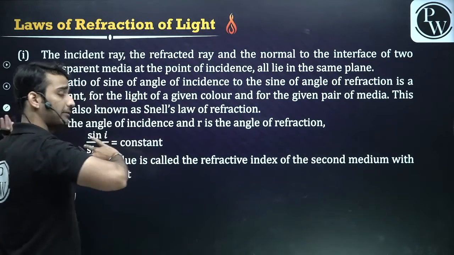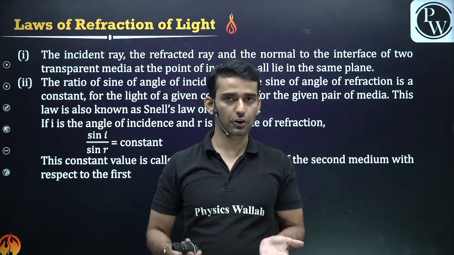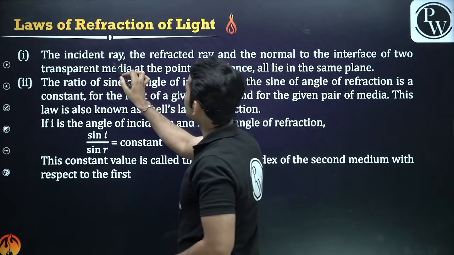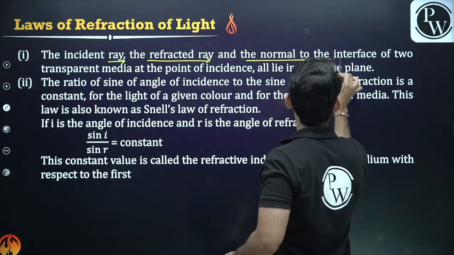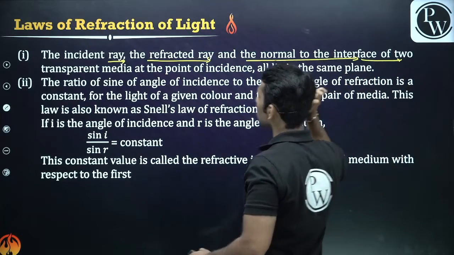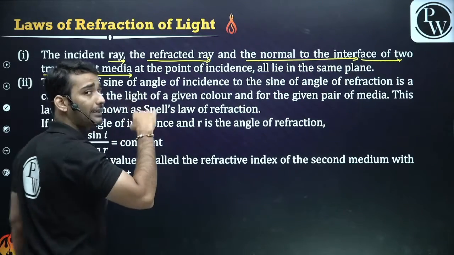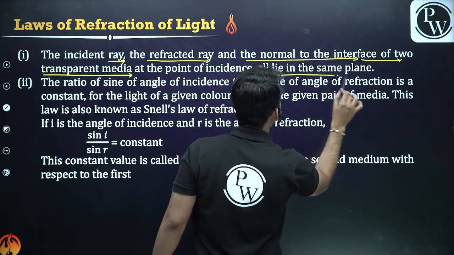See, like we had laws of reflection, we have laws of refraction also. And what are those laws? First law: the incident ray, the refracted ray, and the normal to the point of incidence at the interface of two transparent media. Interface, the boundary separating the two media, right, at the point of incidence, all lie in the same plane, guys.